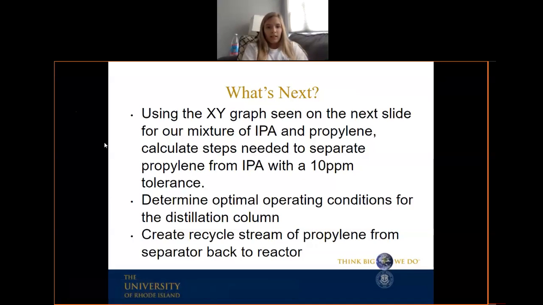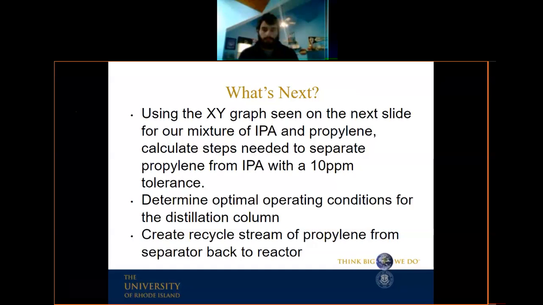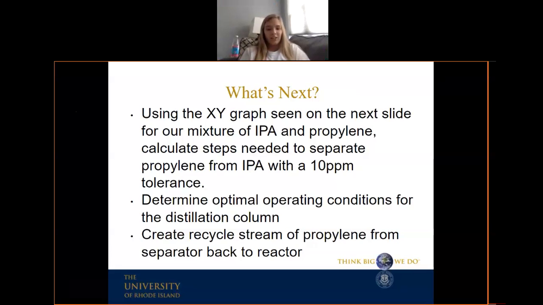So what is next? Using the XY graph on the next slide for our mixture of IPA and propylene, we're going to be able to calculate the steps that we need to separate the propylene from the IPA with a 10 parts per million tolerance. We plan on determining the optimal operating conditions for our distillation column and also creating that recycle stream that was talked about before of the propylene from the separator back to our reactor.